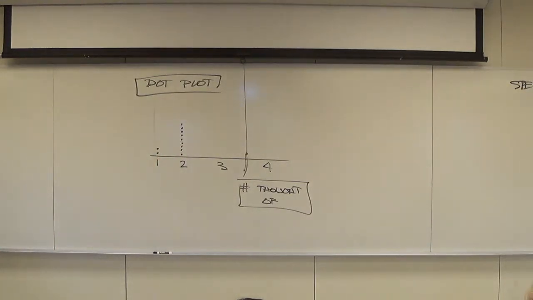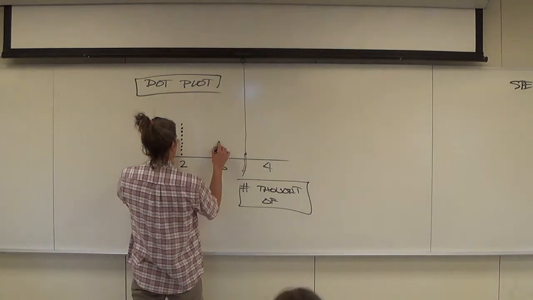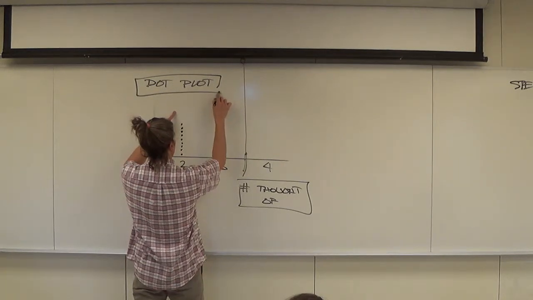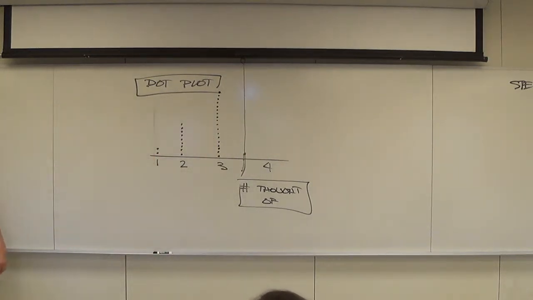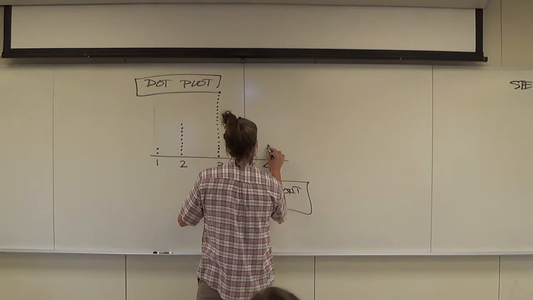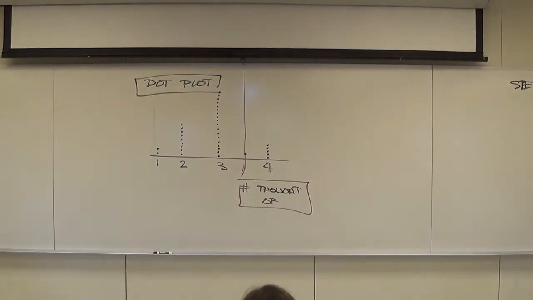3s. How many 3s we got? 1, 2, 3, 4, 5, 6, 7, 8, 9, 10, 11, 12, 13, 14, 15, 16, 17, 18. Yeah, that's about right. And 4s? Just like every other class I've ever done this with, it's amazing. There's always fewer 1s. The next most popular is 4. 2 is the next popular, and 3s eclipse the rest.